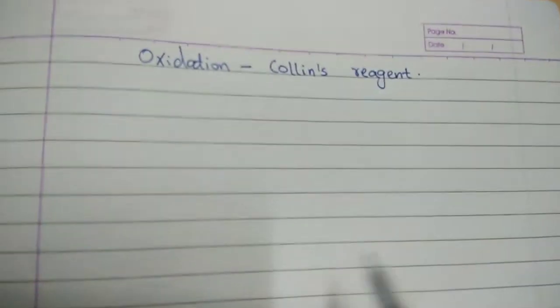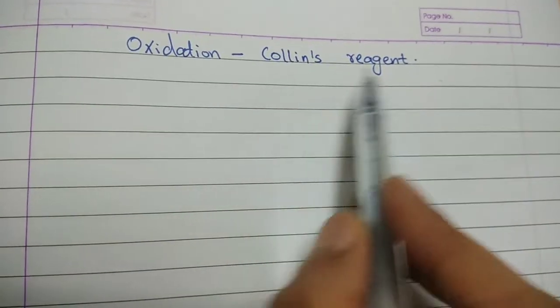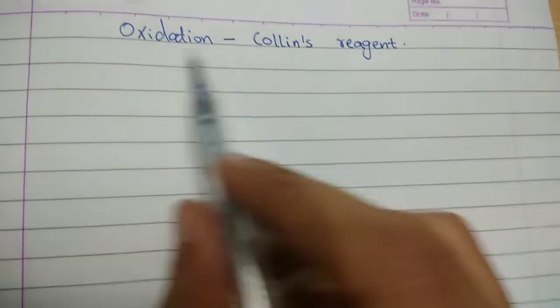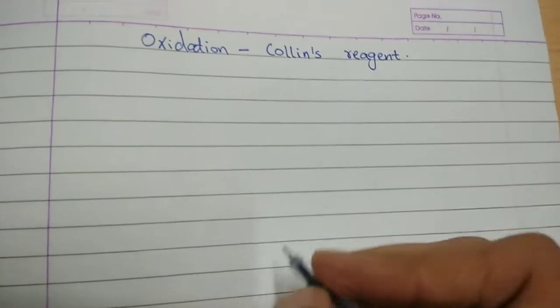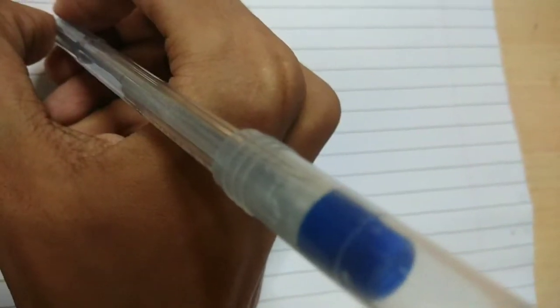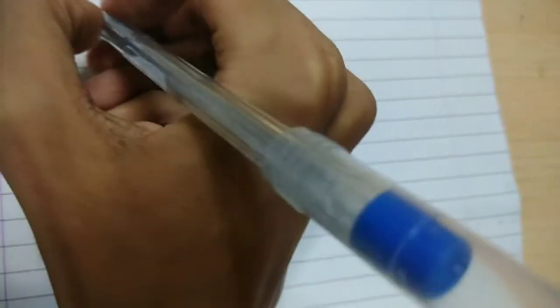So in today's video, we are going to learn about another oxidizing agent which is known as Collin's reagent. In my previous video, we have learned about oxidation and Jones reagent. Now this time we are going to learn about Collin's reagent. So how is Collin's reagent made?